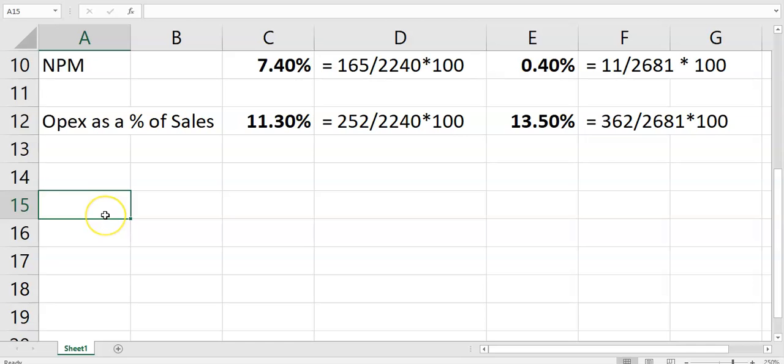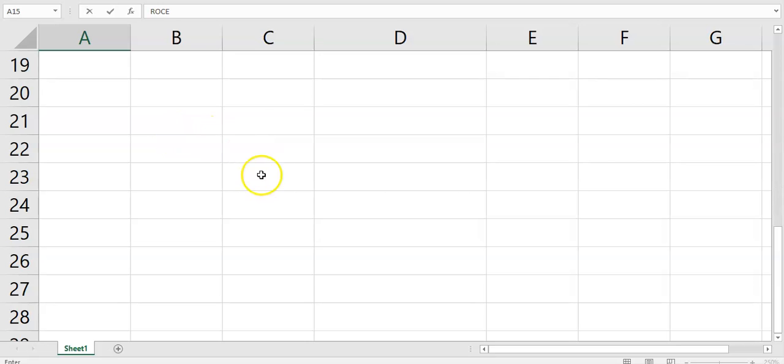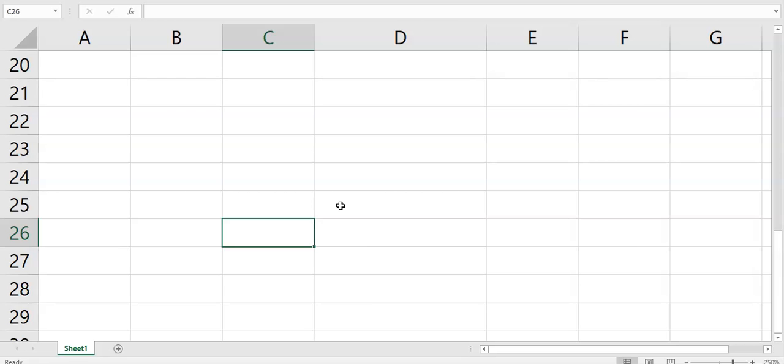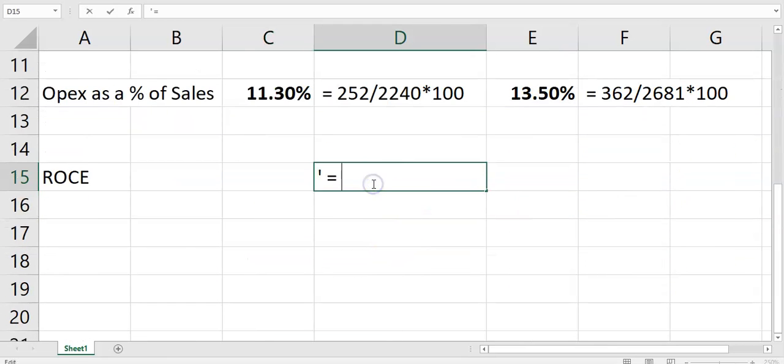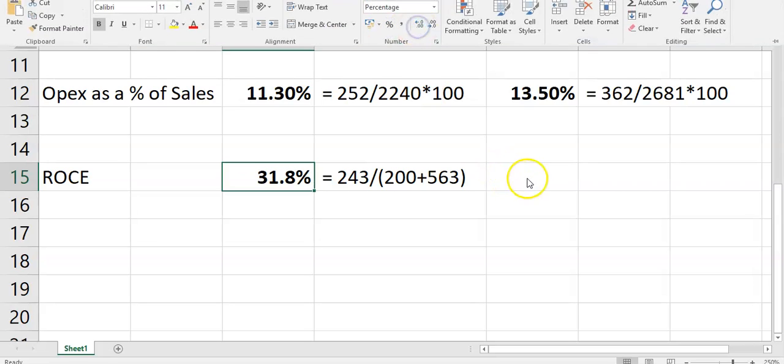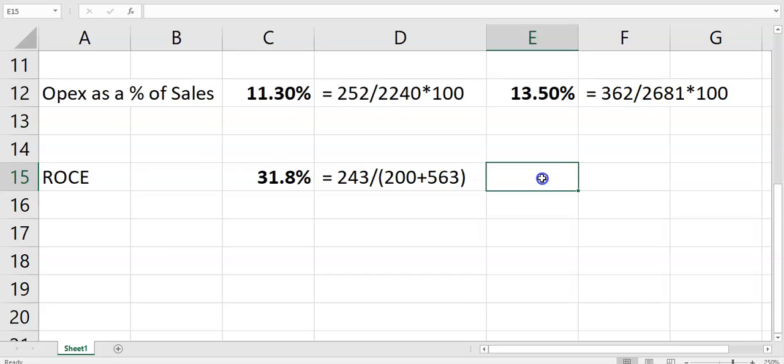If we do the calculations for ROCE for 2011, which is the first column, the operating profit was 243. Be careful: capital employed is long-term debt plus equity, so in that case 200 plus 563. So you have 243 divided by 763, and your return is about 31.8%. We just put that in percentages; one decimal place is fine.